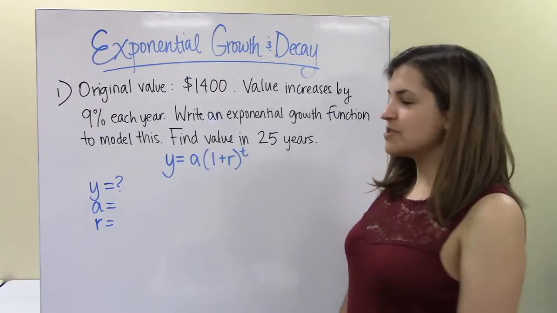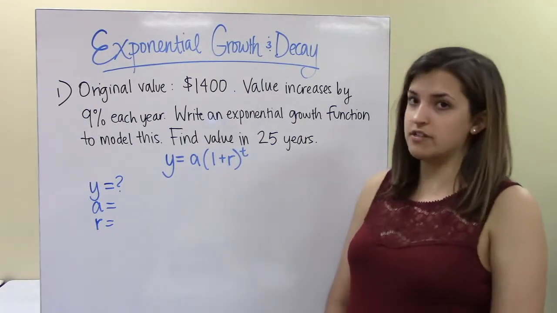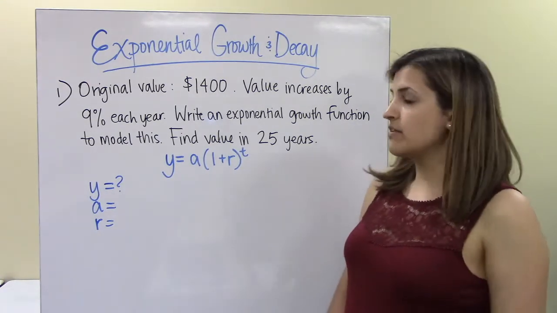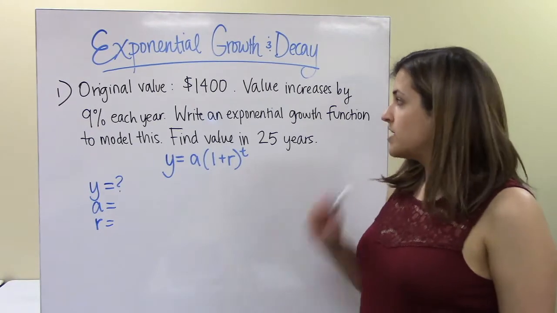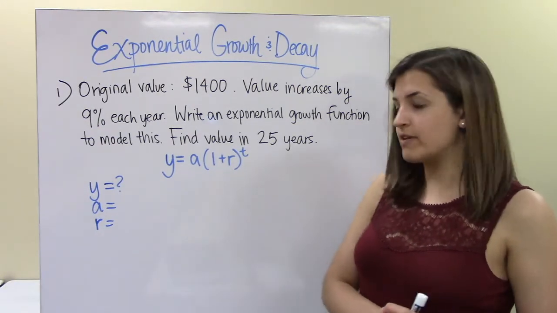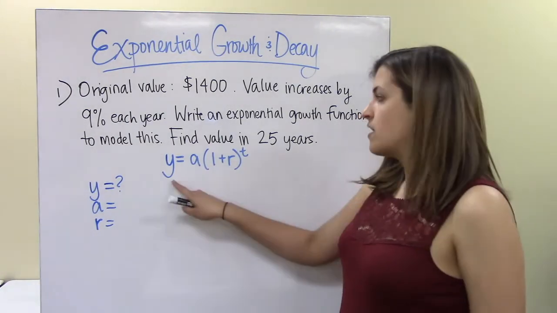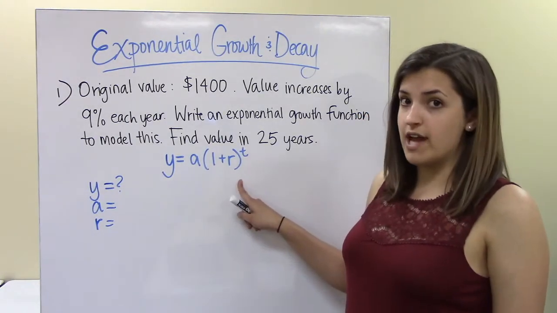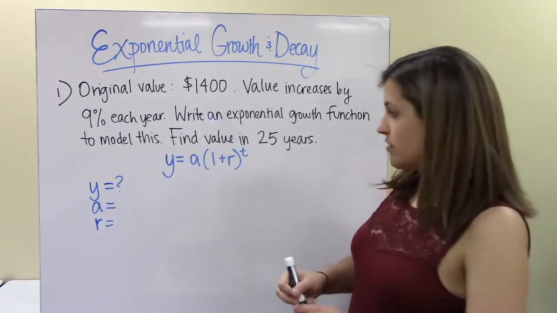Okay, so we're told that a painting has an original value of $1,400. And we're told that the value of this painting increases by 9% each year. Write an exponential growth function to model this and find the value of the painting in 25 years. Okay, let's start with first things first. This is our equation that we want to model it after. So we're going to have to define a few variables here before we can go further.